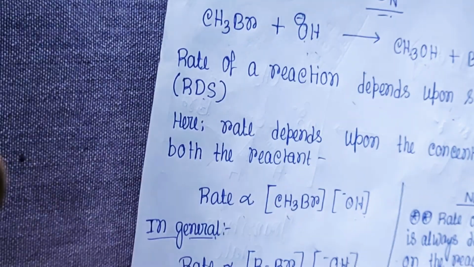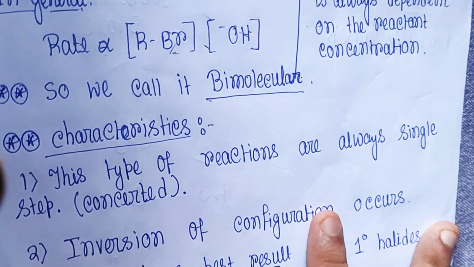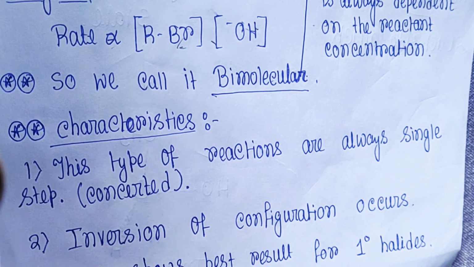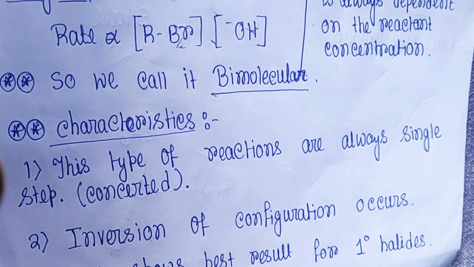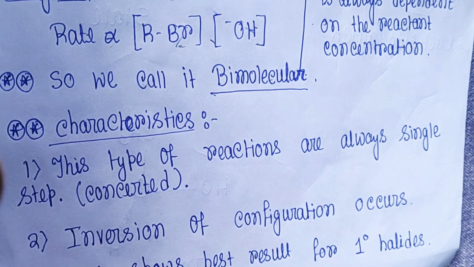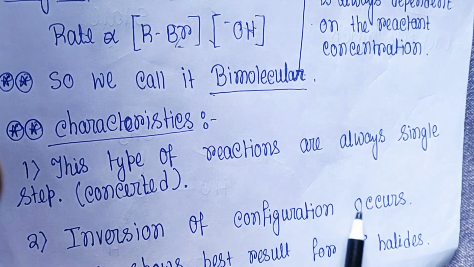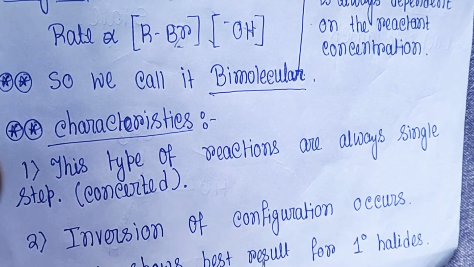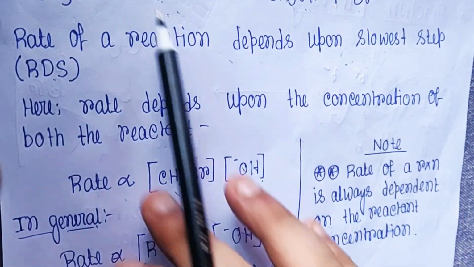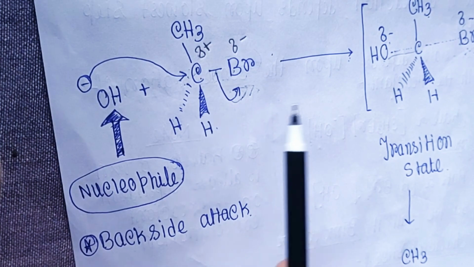So let's see what the characteristics of this reaction are. This reaction is a one-step reaction. As I have told you earlier, because this is a one-step reaction, this is a bimolecular reaction as well. Apart from that, there is an inversion of configuration. We have already seen this thing. And it gives the best result only for 1 degree halide. You can see this is a 1 degree halide. I have taken the example of a 1 degree halide here and here as well.